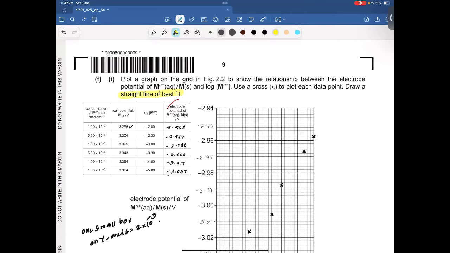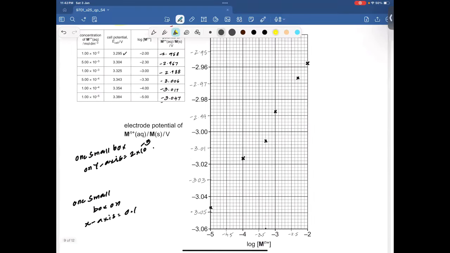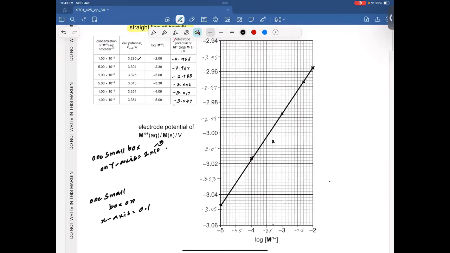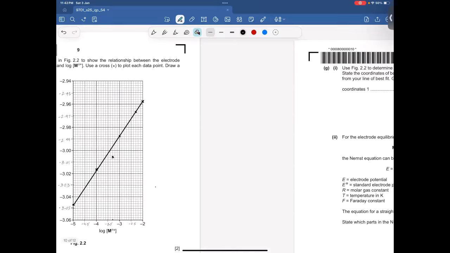So the examiner is looking for the straight line of best fit. Okay. Let me draw the straight line of best fit. That's nice. Okay. That's the massive task I've done. Let's move on to the next part of the question.